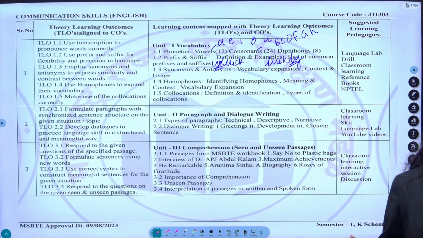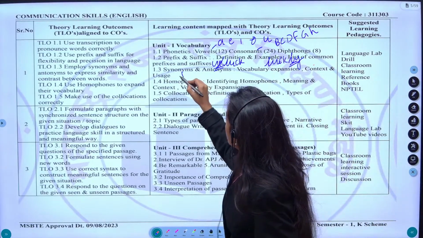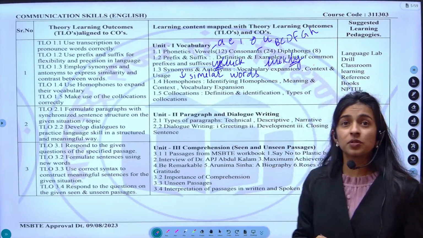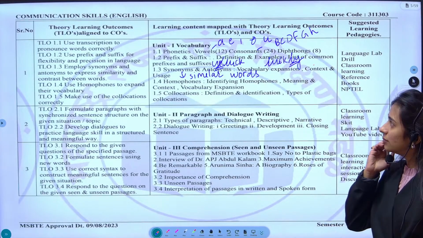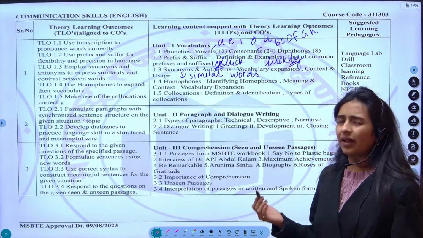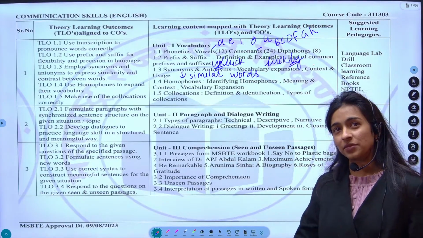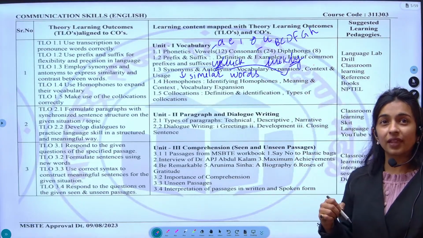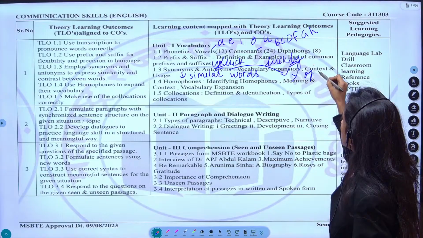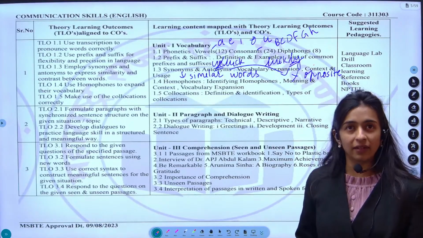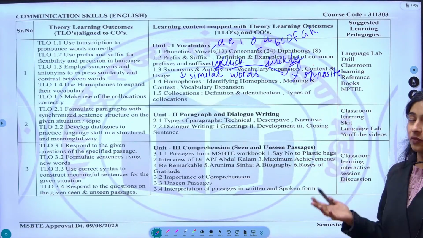The next is very similar, synonyms and antonyms. So what do you mean by synonyms? Synonyms means similar words. So the similar word for luck will be fortune. So you will use synonyms. And what do you mean by antonyms? Exactly opposite to synonyms. So antonyms means, can you guess? Correct. Antonyms means opposite word. So opposite of lucky will be unlucky. So similar words and antonyms will be there for your exam.